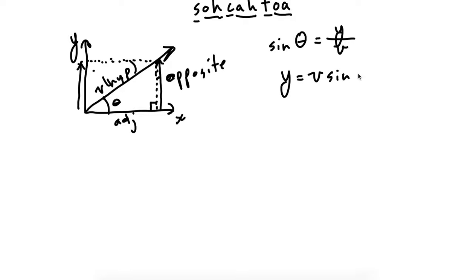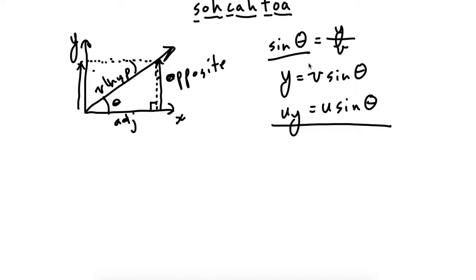And that should be fairly familiar. We've been tending to write it as uy equals u sine theta. But that's basically a formula that we were using in projectile motion. So, in other words, we've gone from the definition of the sine, opposite over hypotenuse, and then rearranged it to make the thing that we want the subject.